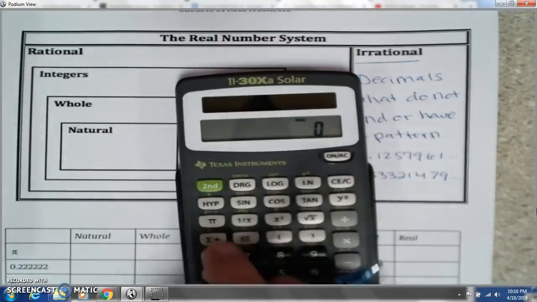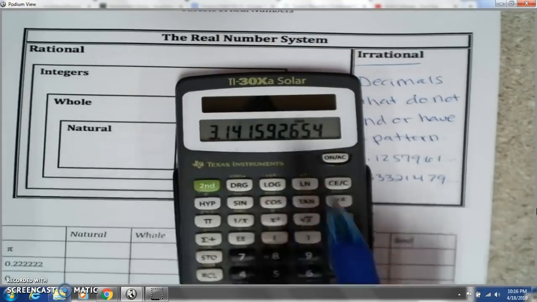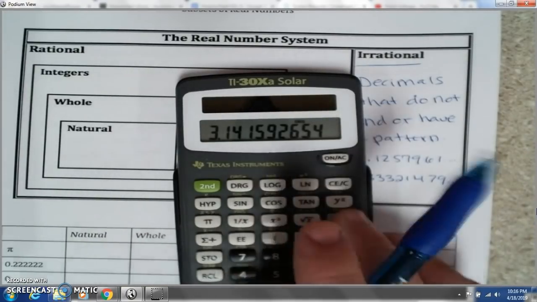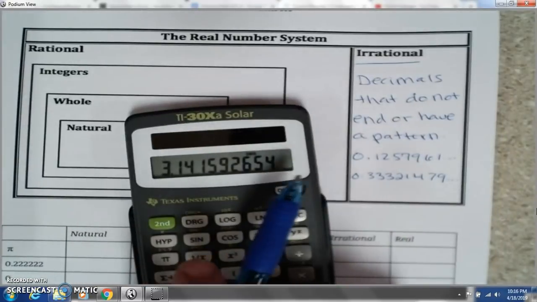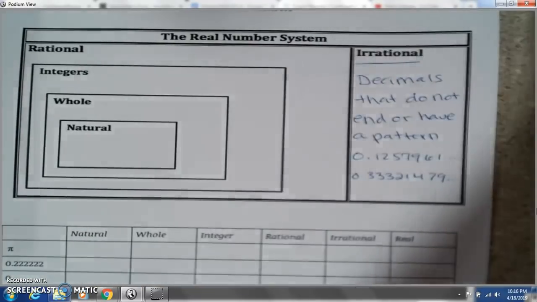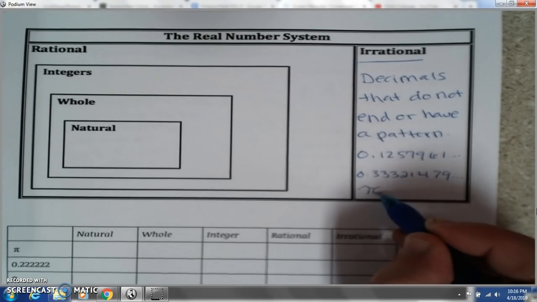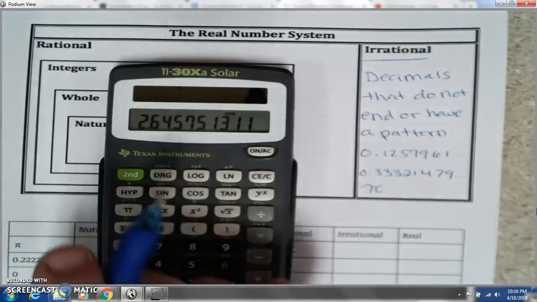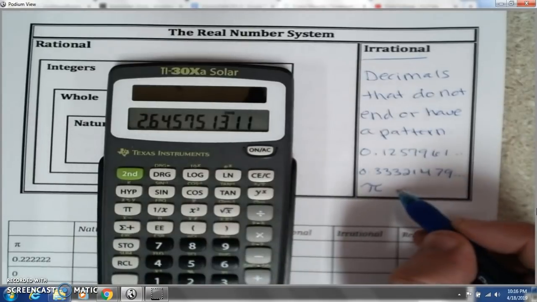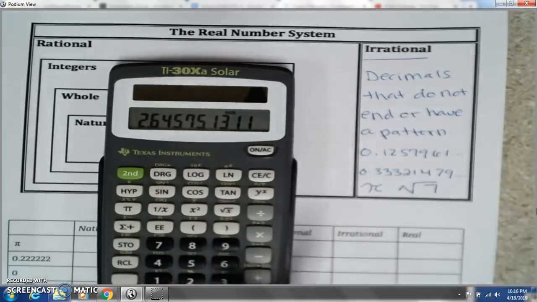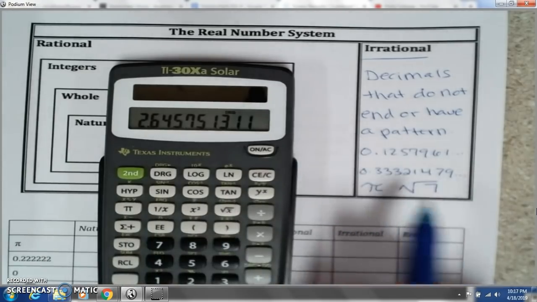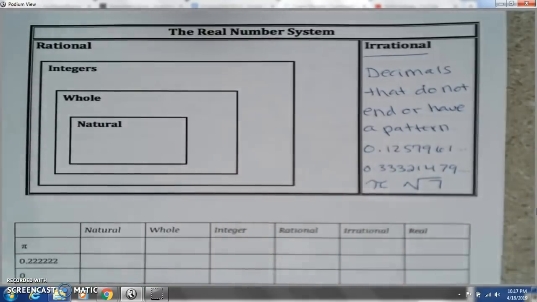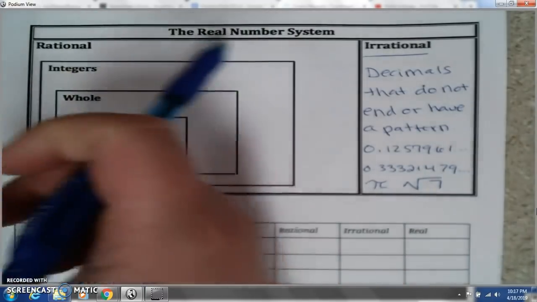Or even pi, okay? Pi, we use 3.14, but the real pi, the real number, is a long decimal that goes on and on and on. You don't know what the next number is. Is it a 9? Is it a 6? Nobody knows. Likewise, square roots, like the square root of 7, give me a very long decimal. I can't predict the next number. So all of those numbers, when you simplify them, give you long decimals. They're irrational.